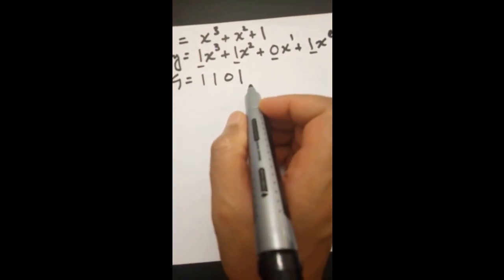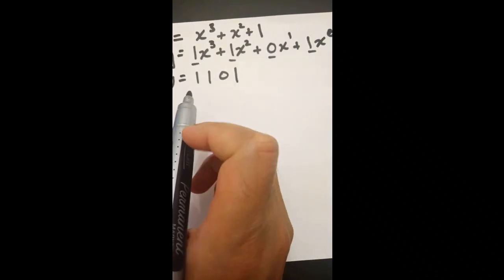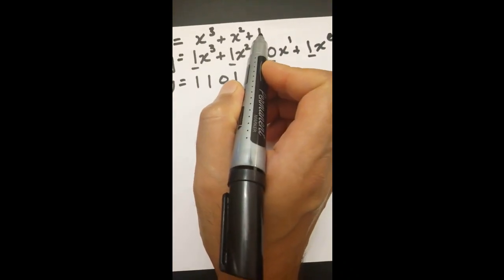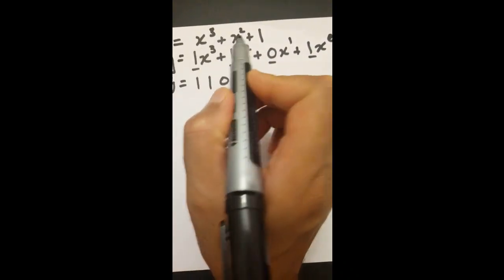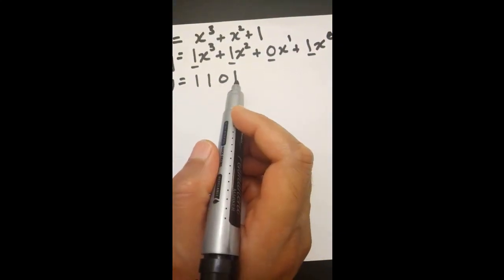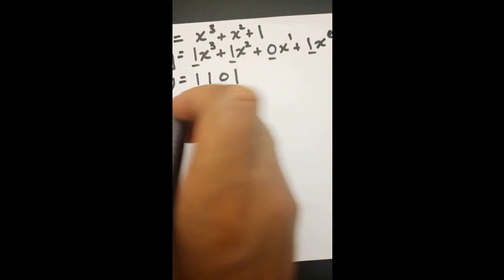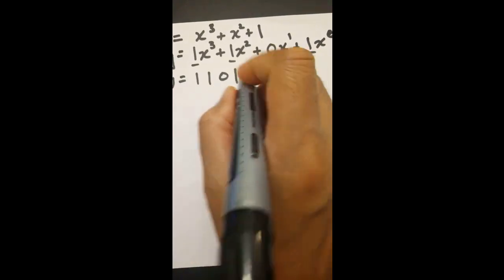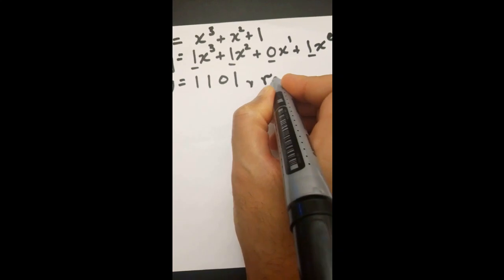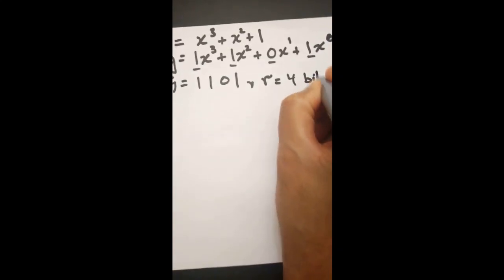In the exam or quiz or assignment, the generator might be given in this binary format, or it might be given in this algebraic polynomial format. If it comes in the algebraic polynomial format, please don't get confused. I have just shown you how to convert it into the binary format. Now you have the binary format generator. How many bits are in the generator? 1 2 3 4 bits. So r, the number of bits, is equal to 4 bits.